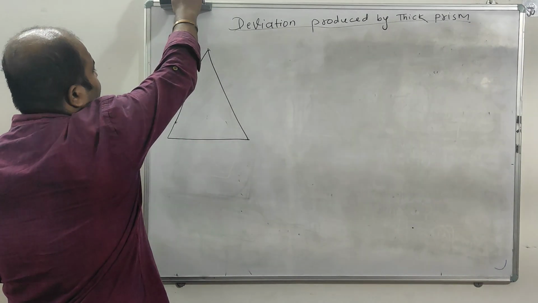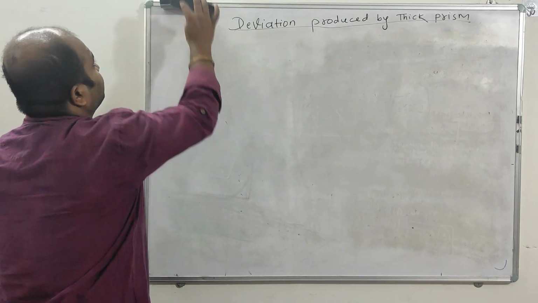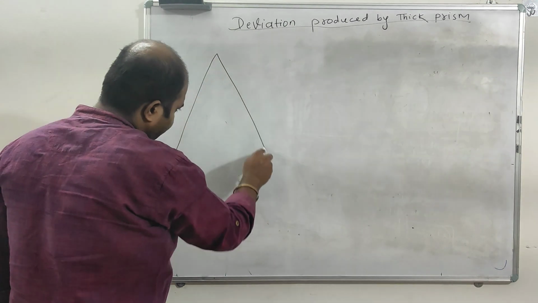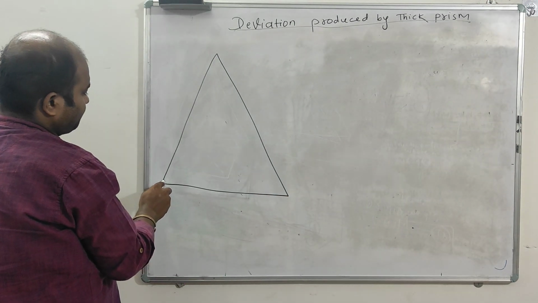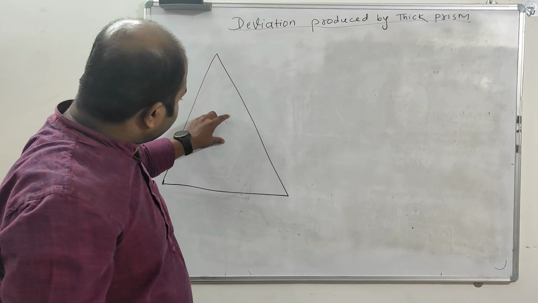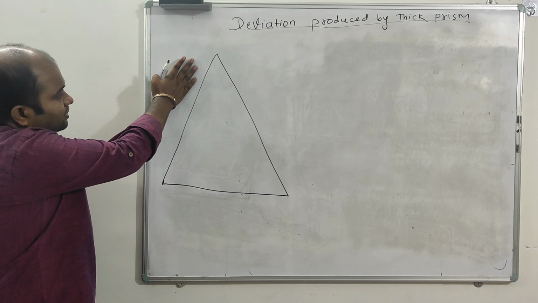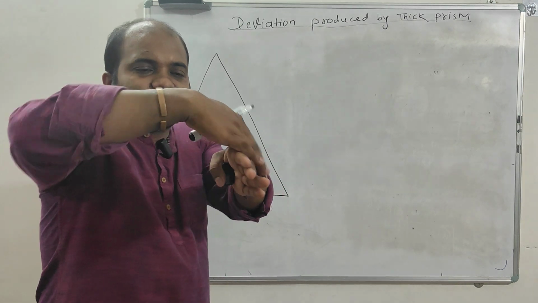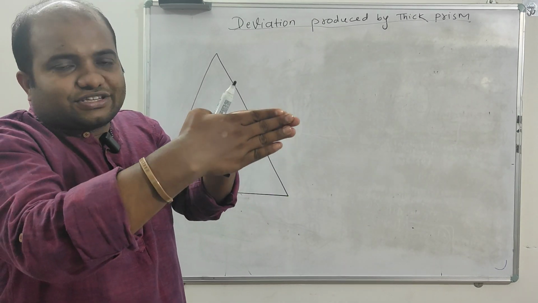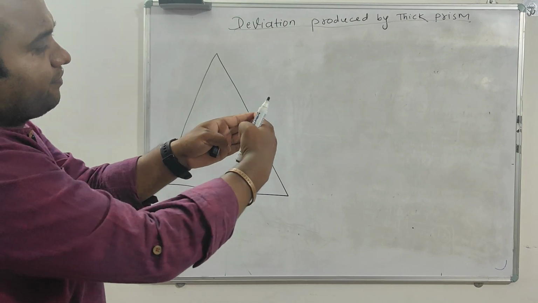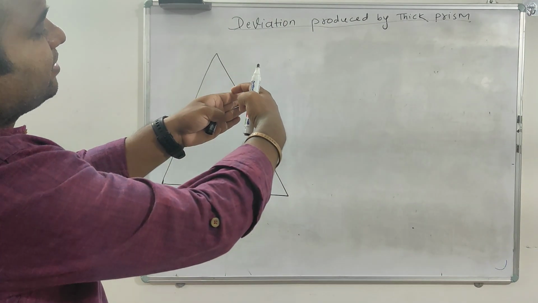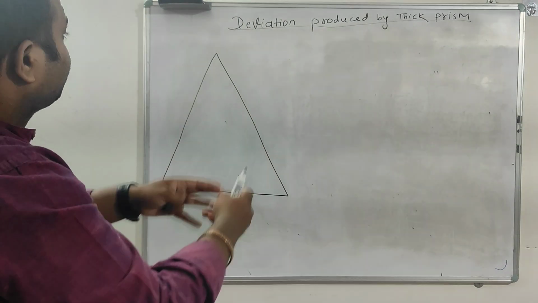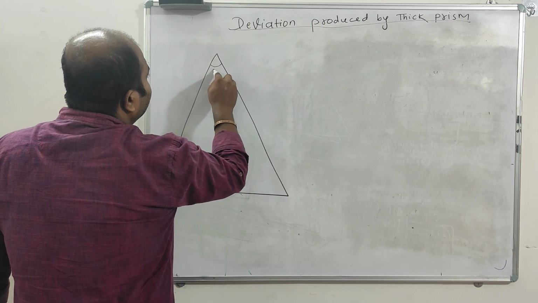Do you want me to draw a little larger? Yeah. So this is a prism, and this is one surface, this is the next surface. When both surfaces join, they form an angle, and this is called the angle of prism. So this is the angle of prism.